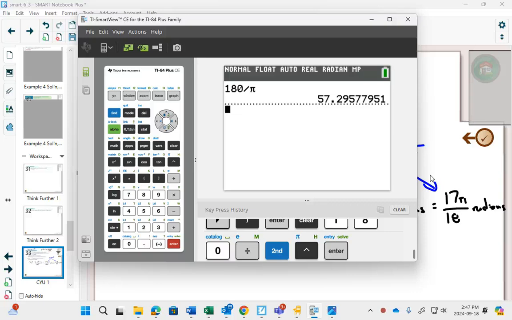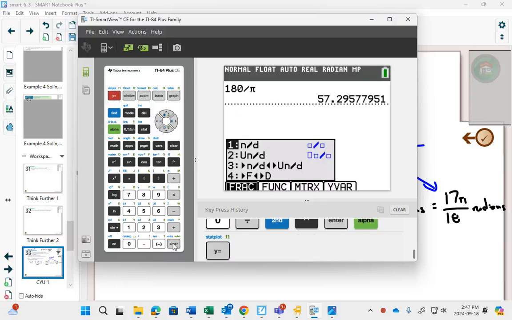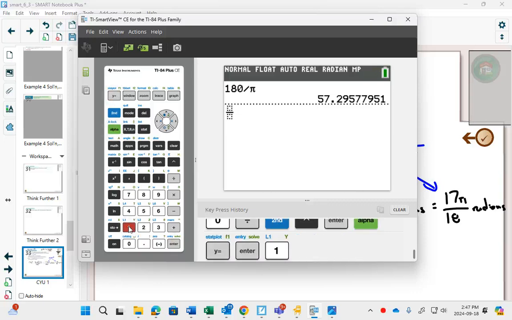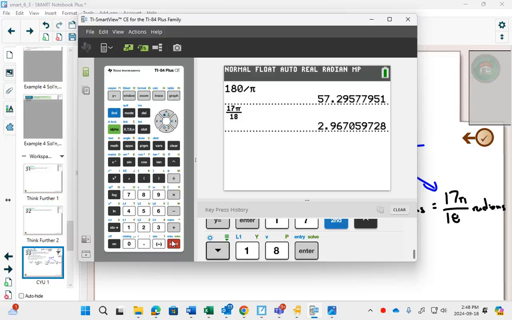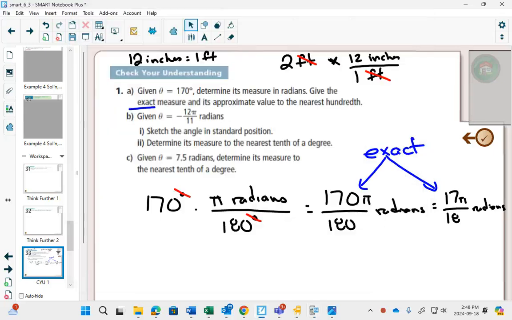So if I go 17 pi over 18, I get 2.97 to the nearest 100th. 2.97 radians.